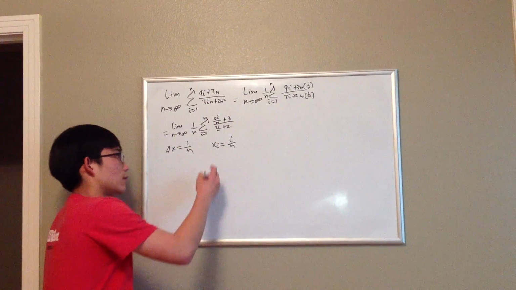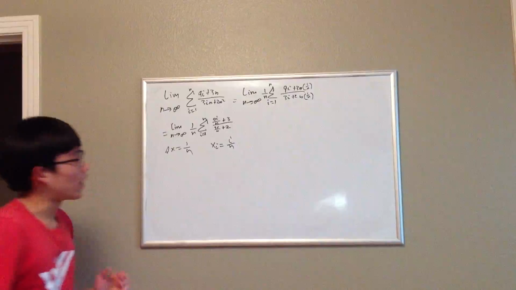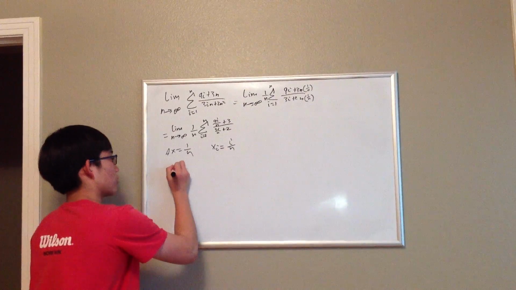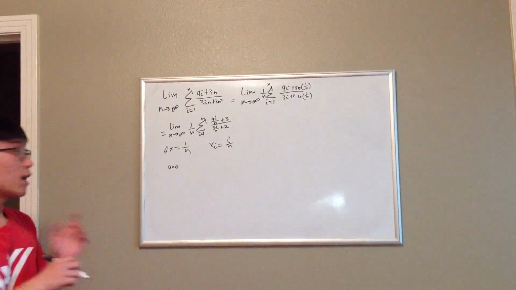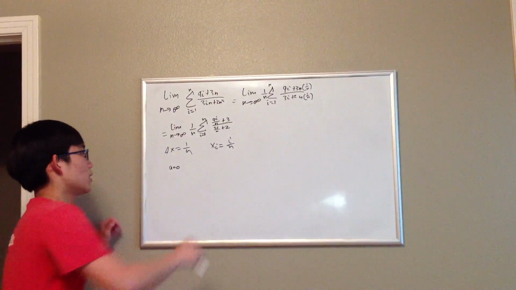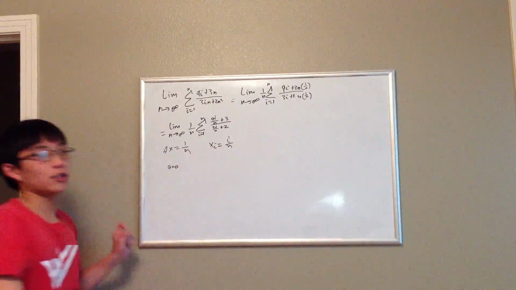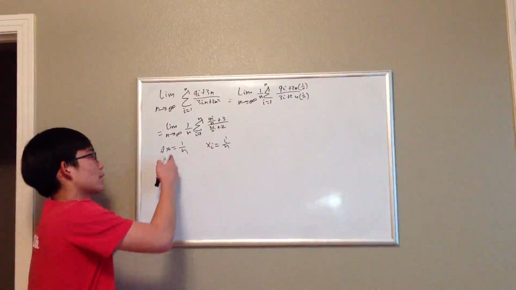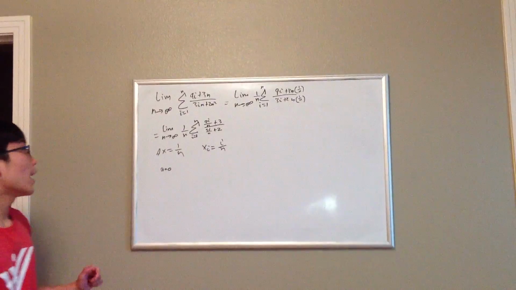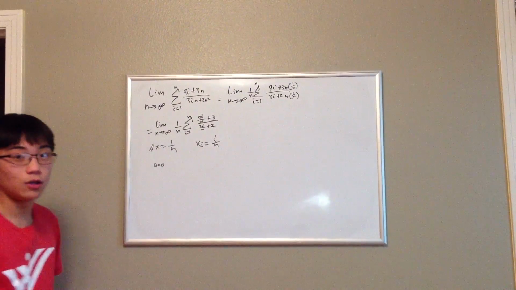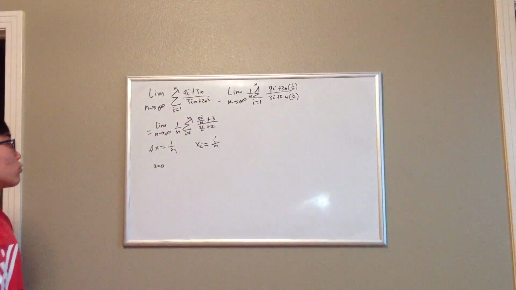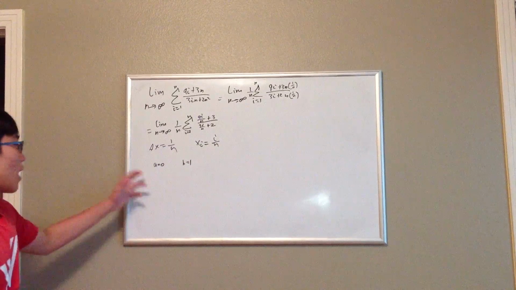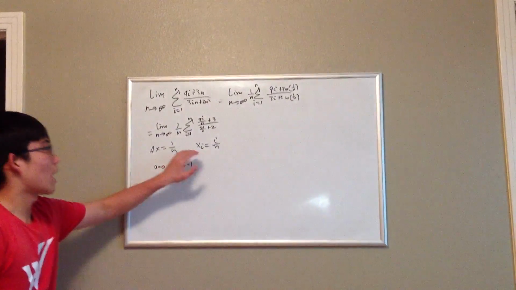Since xi equals i over n and there's no constant in it, we can identify that a equals 0, because xi equals a plus i delta x. We know this is i delta x, and since there's no other constant, a must be 0. Then since delta x equals b minus a over n, and it's 1 over n, and a is 0, what number minus 0 is equal to 1? Obviously it's 1. So b equals 1. We know our a, b, delta x, and xi.